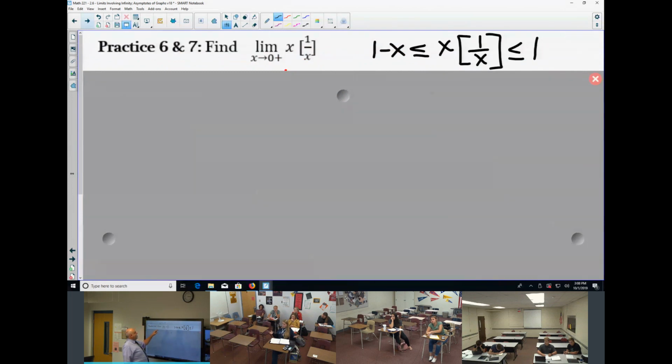All right, so let's see if you can do this one. The limit as x approaches 0 from the right of x times the greatest integer of 1 over x. Now, the hint that I'm giving you here is that x times the greatest integer of 1 over x lives between these two.